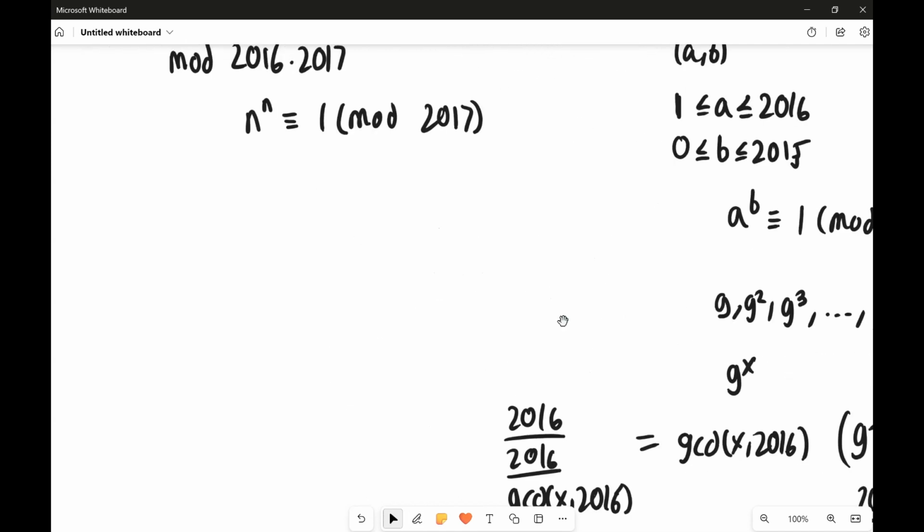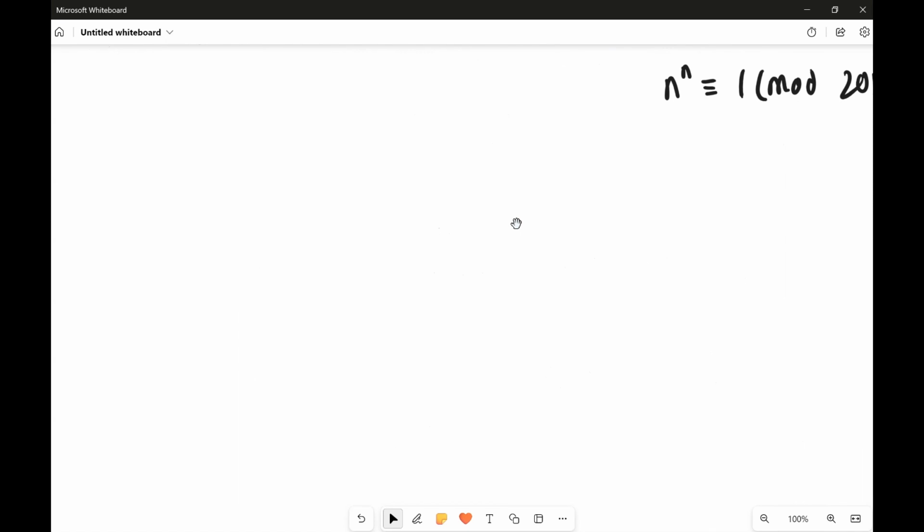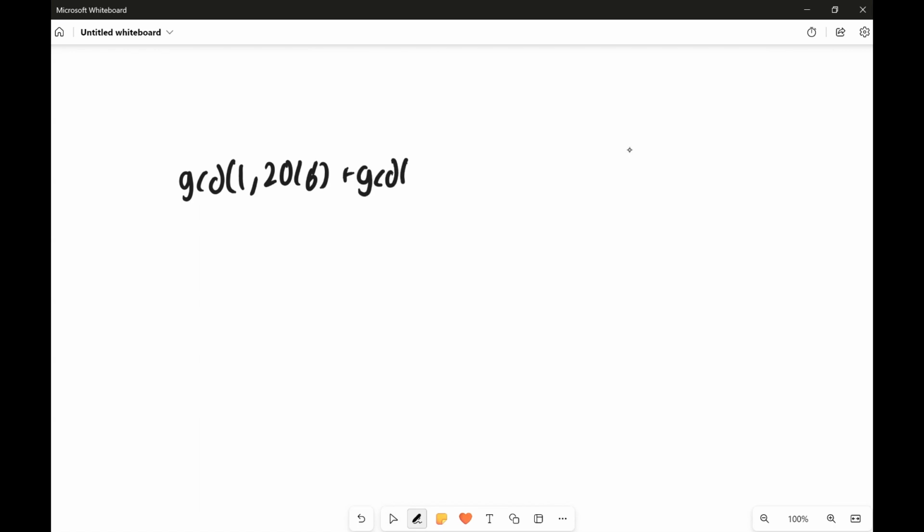And if we sum this for all X, we've reduced the problem to finding out the sum GCD of 1 and 2016 plus GCD of 2 and 2016, and so on and so forth, plus GCD of 2016 and 2016. So we've gotten rid of all the stuff from the problem statement, but even this seems almost as hard to compute. So how can we go about computing this sum?